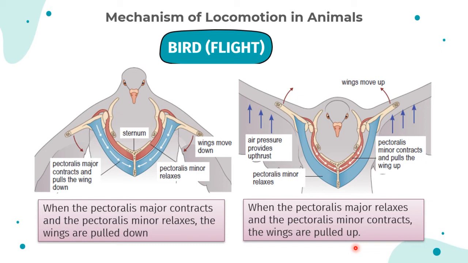How does the bird fly? By moving the wings up and down, it creates an upthrust. It will cause the bird to fly. Okay, so that is what happens in the locomotion in birds.